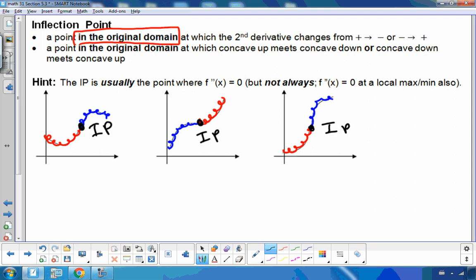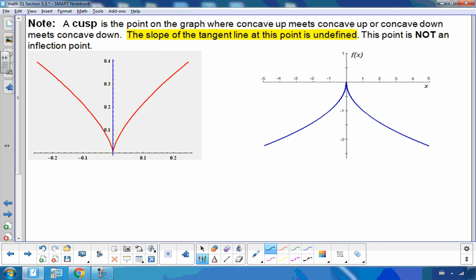Now, in previous chapters, we talked about a cusp, where the graphs on each side approach a vertical tangent. So we said it was non-differentiable at a cusp. Well, in terms of concavity, we can now get a different definition. A cusp is the point on the graph where concave up meets concave up, or vice versa, concave down meets concave down.